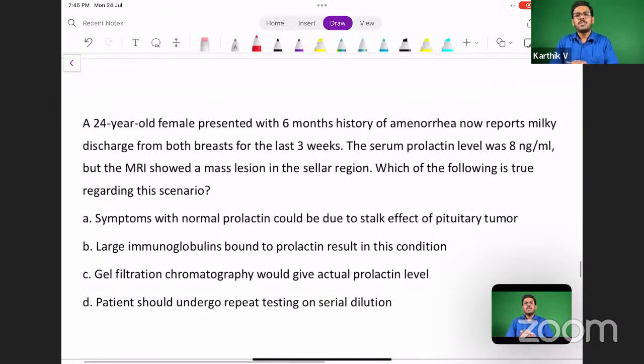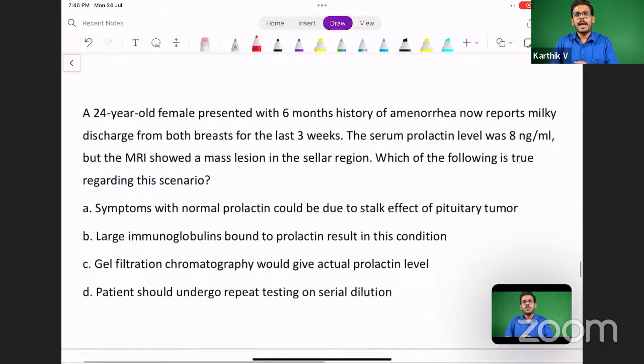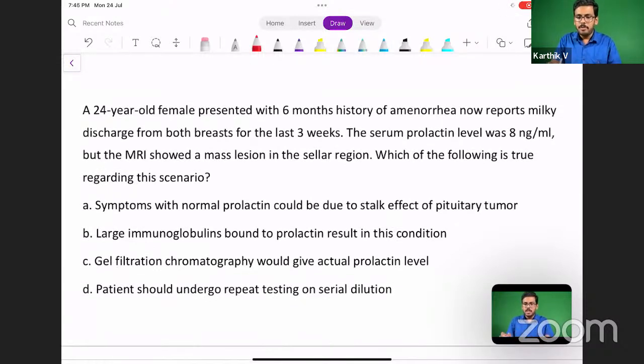Now, coming to the next question with regards to the prolactin. A 24-year-old female presented with 6 months of amenorrhea and now reports milky discharge from the breast for 3 weeks. So these are the hard signs for hyperprolactinemia, galactorrhea and amenorrhea. But surprisingly, you expected the prolactin levels to be very high, but the level was 8 nanogram per ml. That is actually very low. So the normal prolactin level in a female is less than 25 nanogram per ml. So it is well within the normal limit.